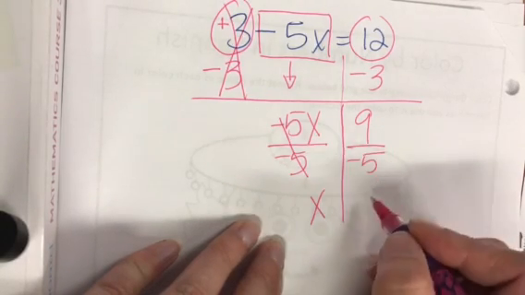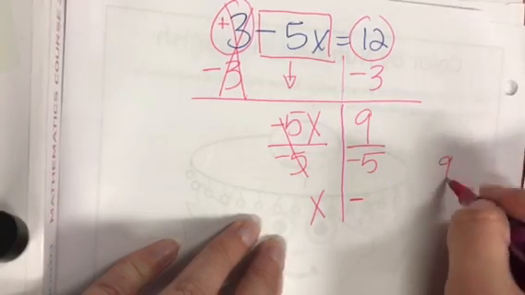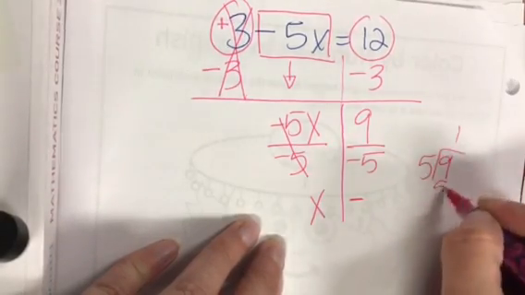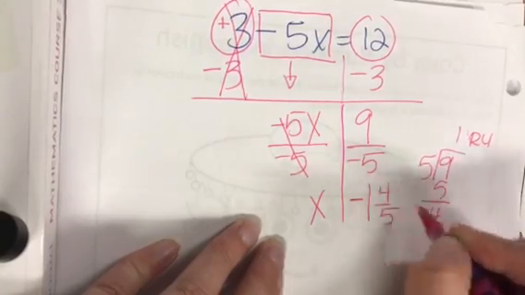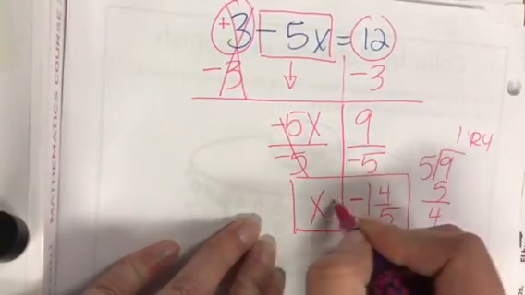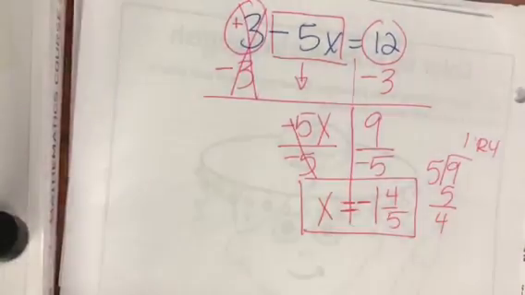Okay, so this is just 9/5. Don't forget your negative. So then you're going to come over here, 9 divided by 5. That goes in there, remainder 4. So your answer is 1 4/5. Don't let that line confuse you. It's x equals negative 1 4/5.